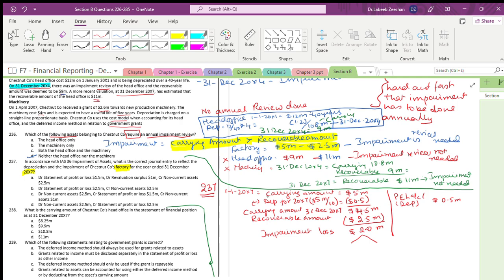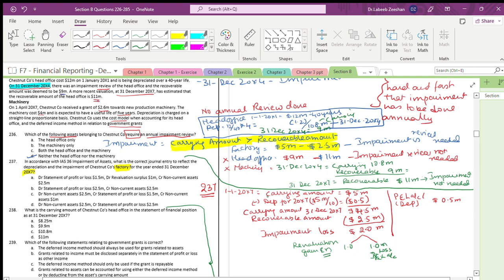How much is the revaluation gain there was? Credit balance is 1 million. This is the credit balance. Now it will become debit, and the loss will be 1 million. This is going to the profit and loss account.